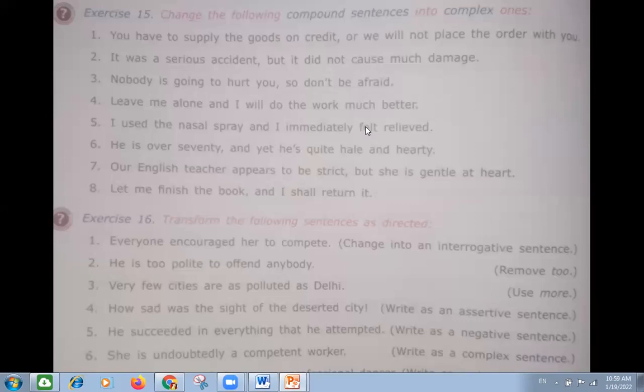Let's go to the next sentence. Lower down your hands, students. Second sentence: it was a serious accident, but it did not cause much damage. Sachi is here with this question's answer. Let's see what Sachi says. Although it was a serious accident, it did not cause much damage.